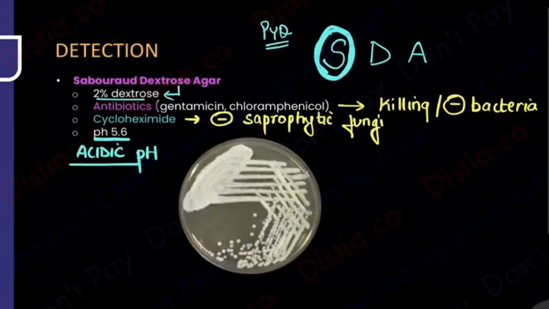So you basically want to get rid of 2 things. Number 1, you want to get rid of the bacteria. So for bacteria killing, you are going to give antibiotics. Second, you want to get rid of the saprophytic fungi. So for that, you're going to have cycloheximide. So these are questions that you get. Which antibiotics are you using? Gentamicin and chloramphenicol. Which agent for killing the saprophytic fungi are you using? Cycloheximide. What is the pH? Something acidic, 5.6. And obviously the name has dextrose in it. So Sabouraud's dextrose will obviously have dextrose in it.